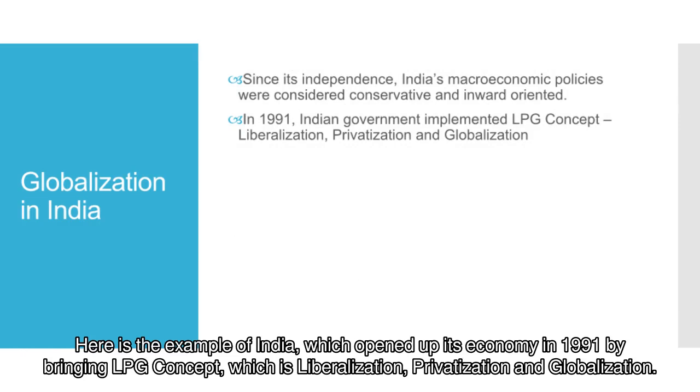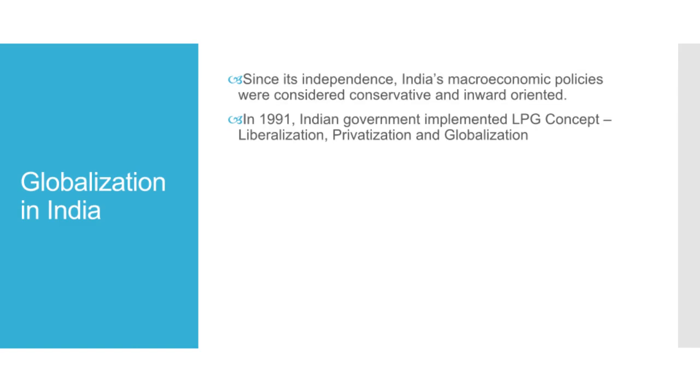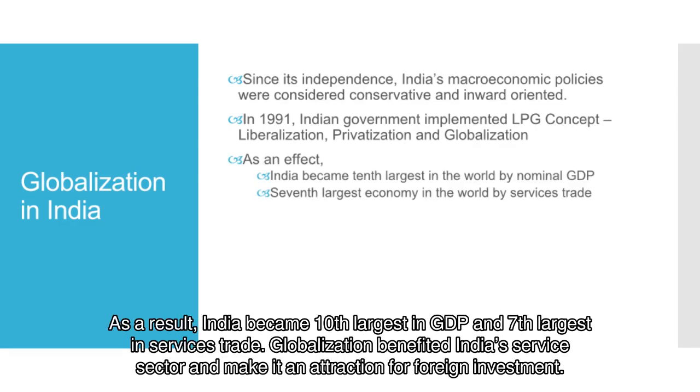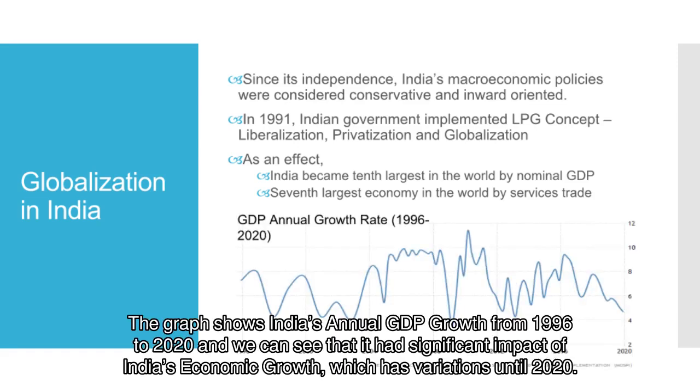Here is the example of India, which opened up its economy in 1991 by bringing the LPG concept, which is liberalization, privatization and globalization. As a result, India became 10th largest in GDP and 7th largest in services trade. Globalization benefited India's service sector and made it an attraction for foreign investment. The graph shows India's annual GDP growth from 1996 to 2020, and we can see that it had a significant impact on India's economic growth, which has variations until 2020.